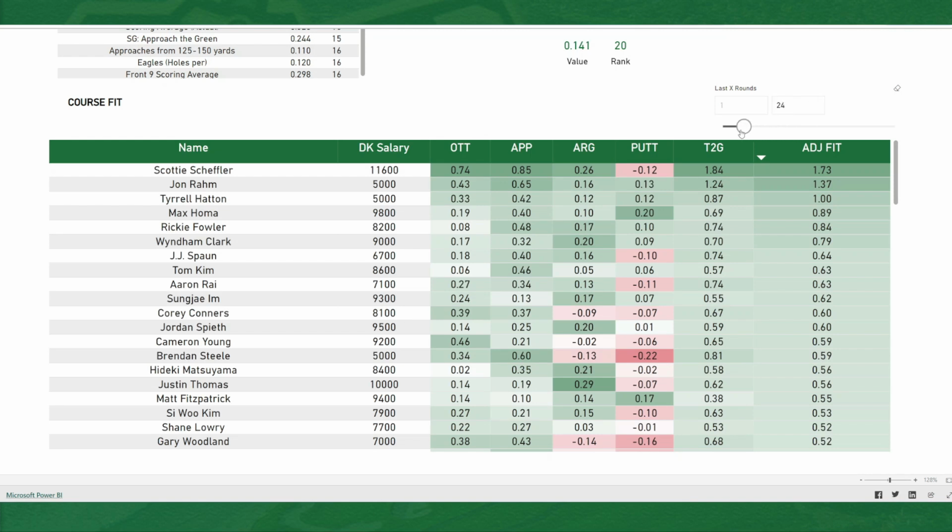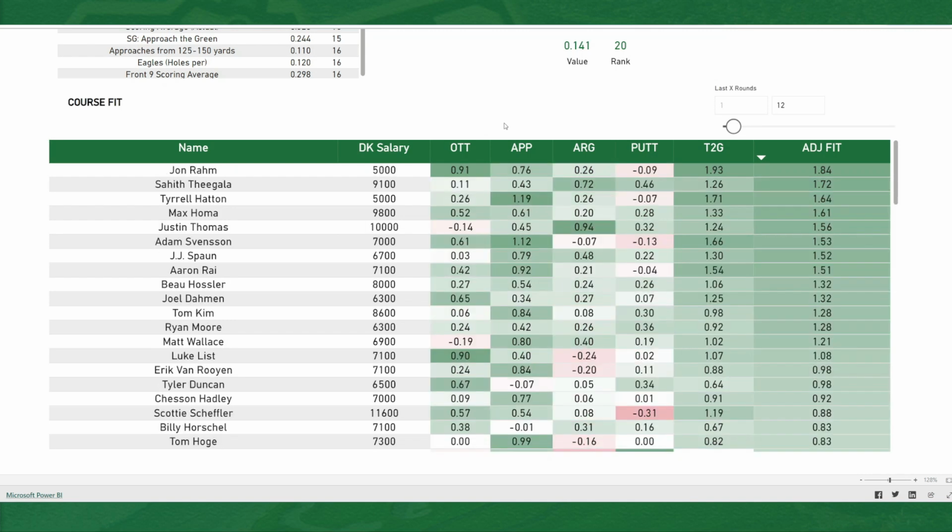Or if you wanted to see something very short term, if you wanted to go ahead and say just the last 12 rounds, you could do that as well. And this will be some more volatile information because the sample size is smaller, but this is based on your input. The tool will just behind the scenes do the new updated calculations based on the number of rounds that you've given it, and then adjust the fit accordingly.